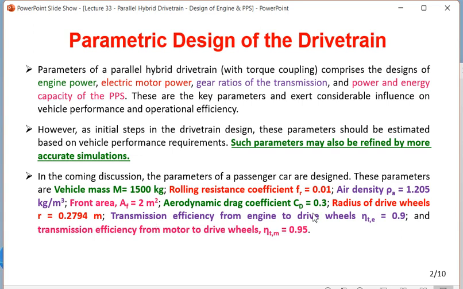Transmission efficiency from engine to drive wheel, starting from the engine to the drive wheel for the primary source, is eta TE, which is equal to 0.9. So the transmission efficiency by the engine is 0.9.